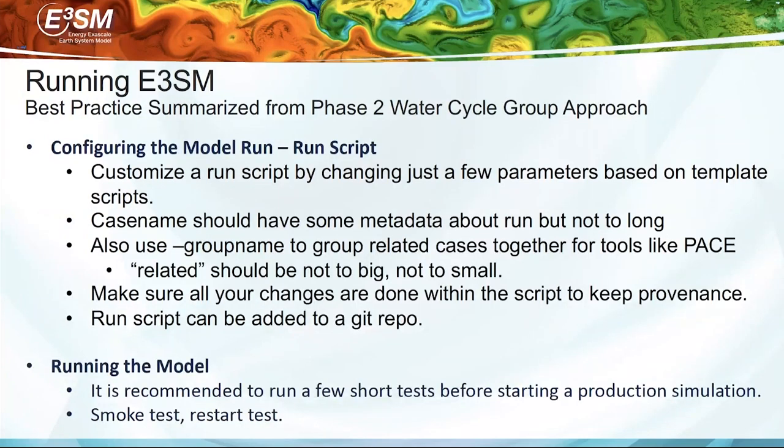So switching now to some best practices for running E3SM. This is based on experience from the phase 2 water cycle campaign, and it's kind of an outline of what they do. So you want to start by configuring a model run script. This is particularly important for production runs. Ideally you're customizing the run script by just changing a few parameters. The case name should have some metadata about the run, but not too long. That's something you may want to work with the group lead on. Also, we encourage you to use the group name.